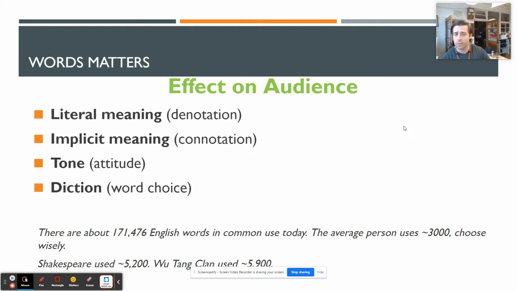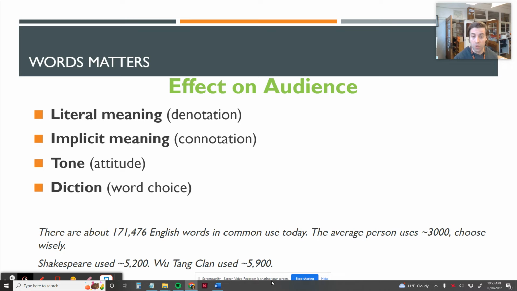So turns out word choice matters, right? There are over 150,000 words in the English language today that are in common use. The average person uses about 2,000 to 3,000 in their normal vocabulary day to day. So it's really important what words we choose, because obviously there are lots of words we can use. To put that in context, Shakespeare in his plays used a little over 5,000. And the Wu-Tang Clan, if you don't know who the Wu-Tang Clan is, you've got to look up your 90s hip hop, they used almost 6,000, right? So really large vocabularies that had purpose and meaning in their plays and in their songs.